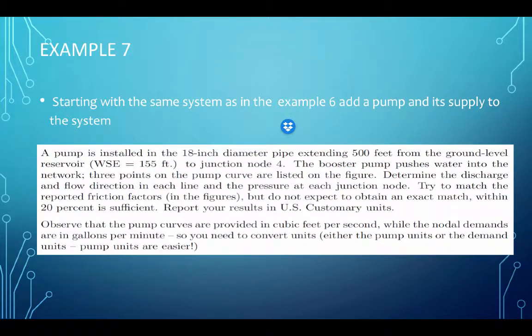So now we're going to take the same system and add a 18-inch diameter pipe boosting from a ground level reservoir at 155 feet into junction node 4, and the booster pump pushes water into the network. 3 points are listed in the figure. Try to determine the flow direction and so forth.